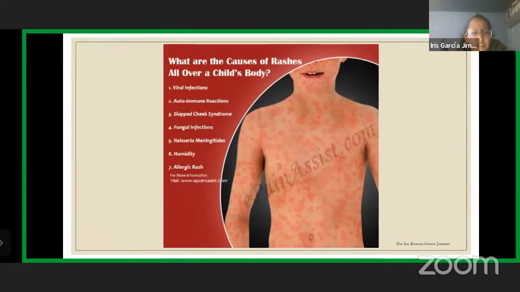Again, an information slide talking about the causes of rashes all over the body, all over the child's body. And we have viral infections, autoimmune reactions, slapped-cheek syndrome, fungal infections, Neisseria meningitidis, very important, humidity, allergic rash. And of course, there are more causes, but these are the most common that I found. I hope they are useful.